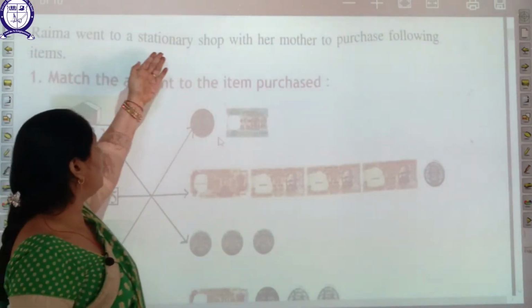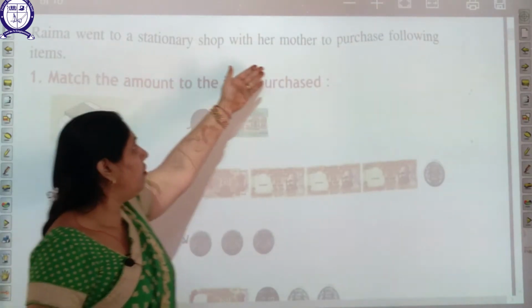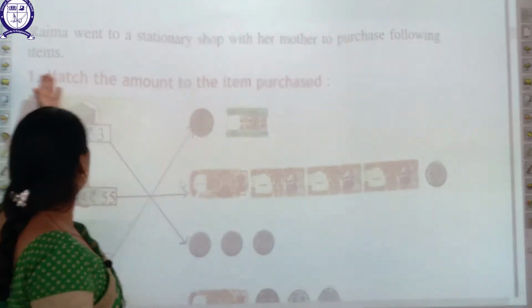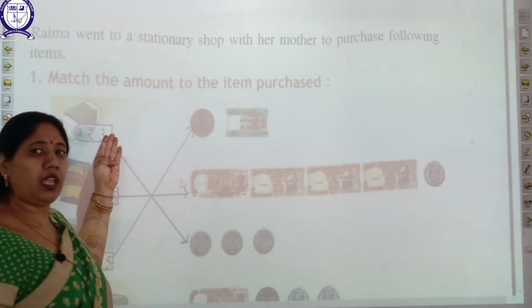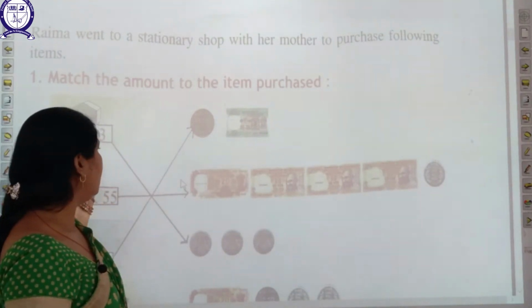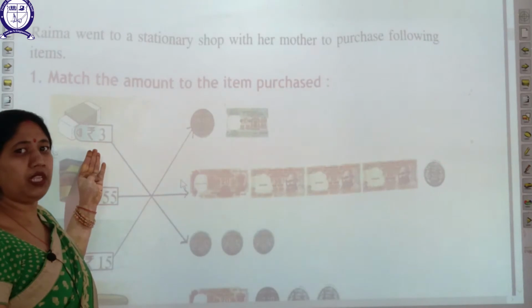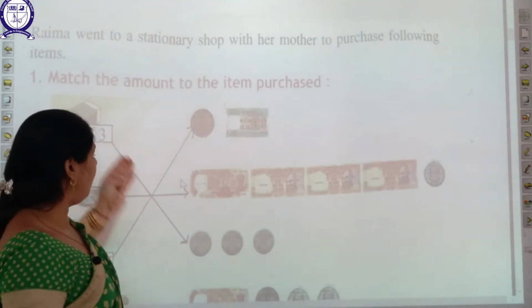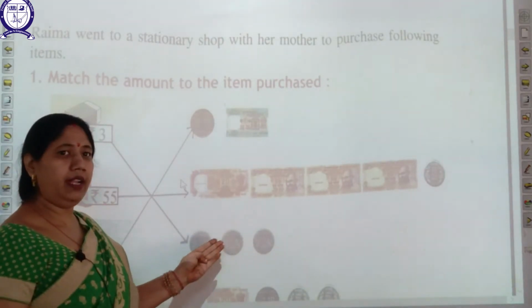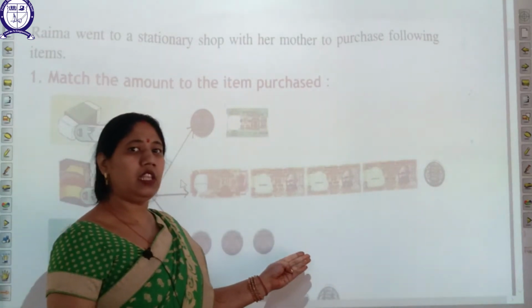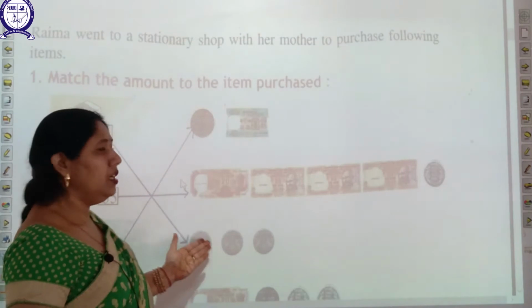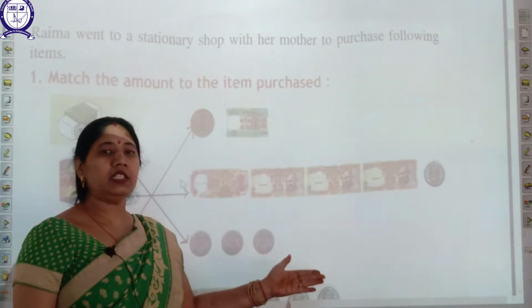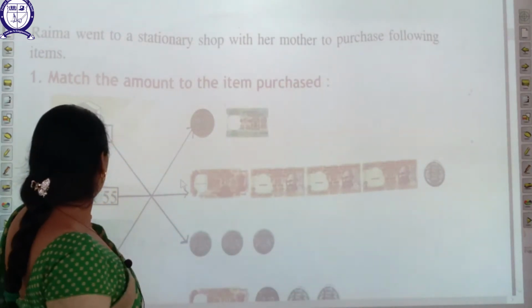Rama went to a stationery shop with her mother to purchase the following items. Eraser. Look here, that is an eraser. Its cost is rupees 3. So we have to match 1 rupee coin, 2 rupee coin, 3 rupees coin. So we have to match 3 rupees with 3 one rupee coins.